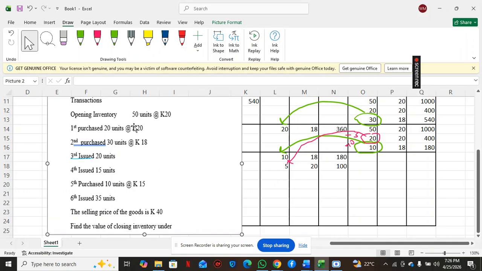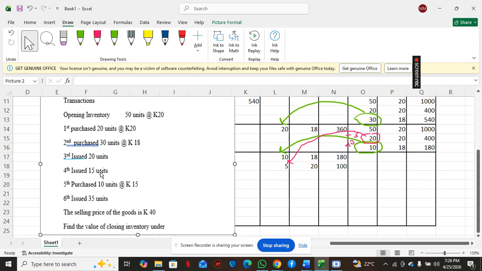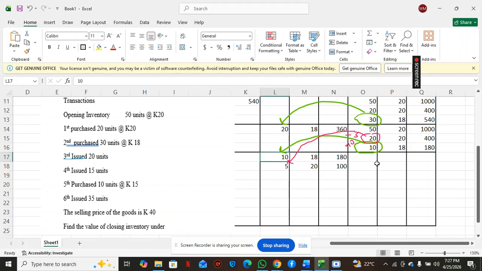But here it is, basic. Here's the question. We're on the fourth here. Issued 15 units, sold 15 of these units. In our balance, we remain with the 50 spare parts, which were valued at 20 kwacha each. Then from the other 20 spare parts, we removed 5, so we remained with 15 of them, valued at 20 kwacha each. So this is our balance section.